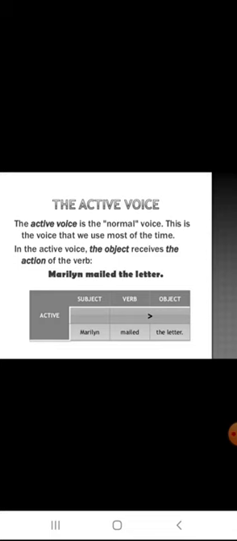Merlin mailed the letter. In this, Merlin is the subject. Mailed is the verb. The object is the letter. Here, the object receives the action. When the object receives the action, that is an active voice. For example, the dog jumped on the boy. Here, the dog is the subject. He is doing the jumping. So, jumped is the verb. On the boy is the object.